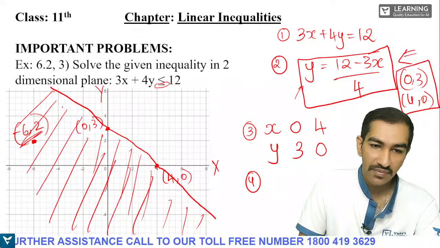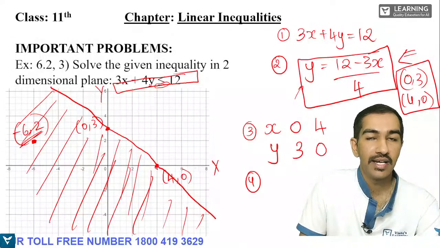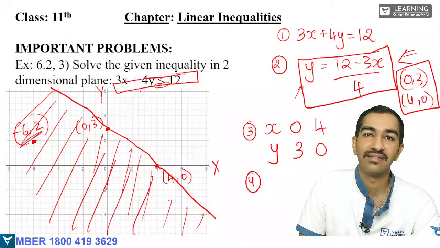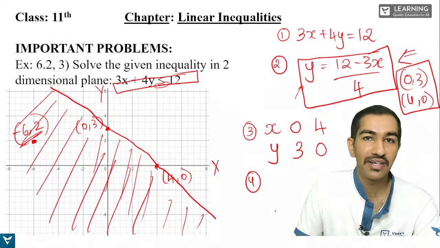So substitute these values in this inequality and check whether this is lesser than or equal to 2. It will definitely be lesser than 12. So understood, how do we plot this graph?